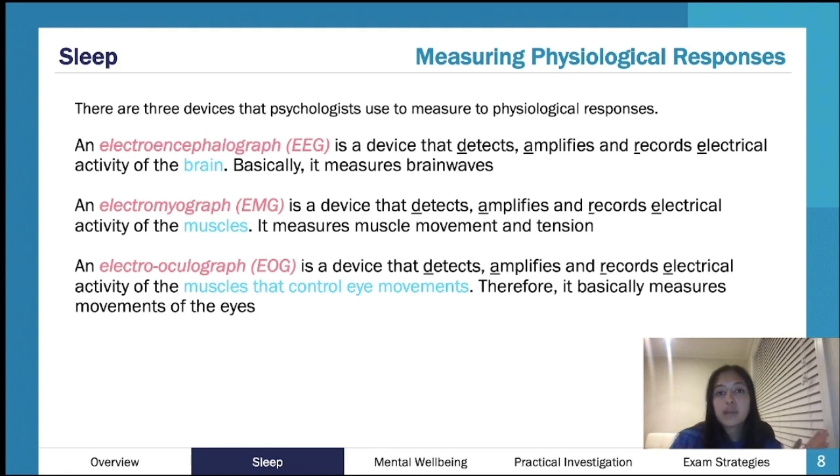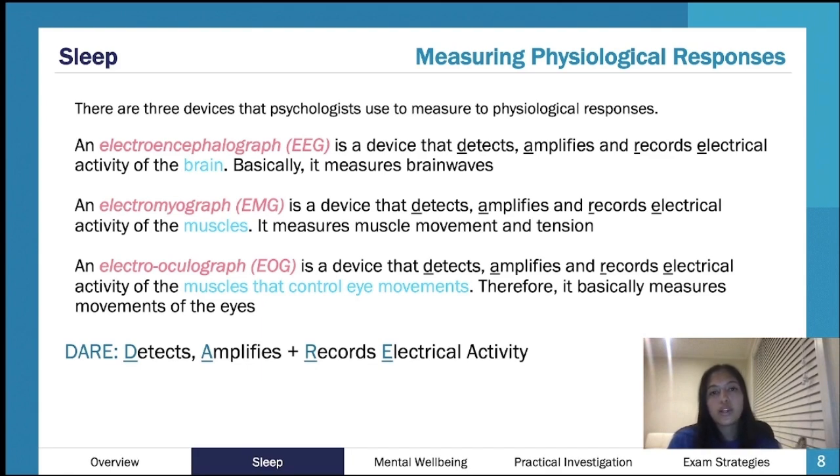And just what I was saying before about how nothing's really very definition based, and knowing the definition of specific terms isn't such a huge thing. But in this case, it is so important that you always use this acronym. You have to always use these terms: detects, amplifies, and records electrical activity. Always use that. I don't know why, but VCAA is just very, very picky when it comes to this.